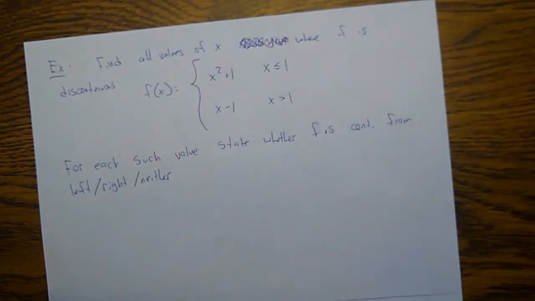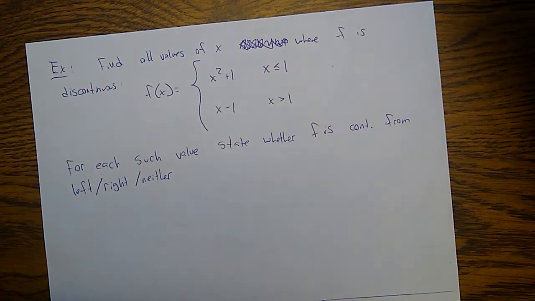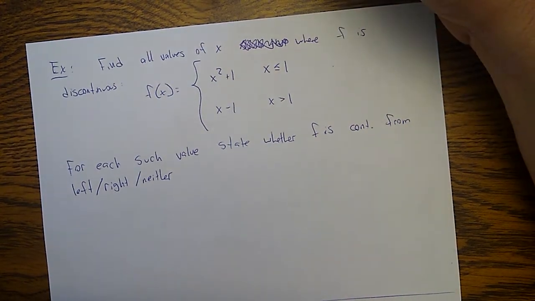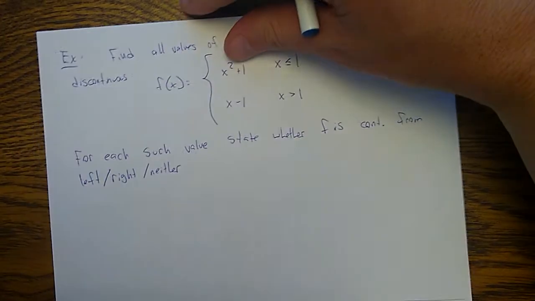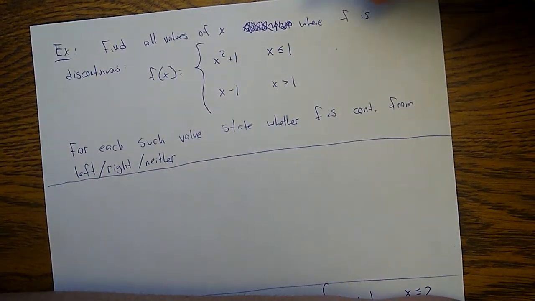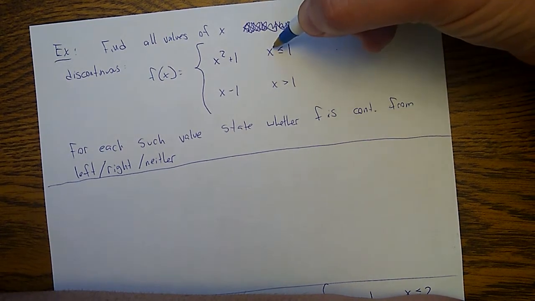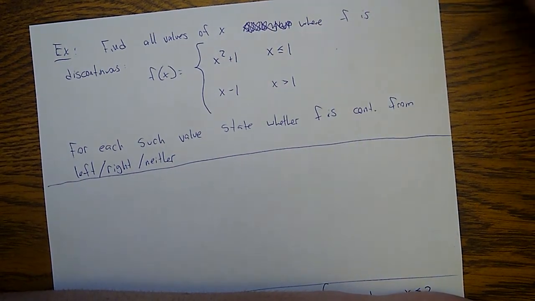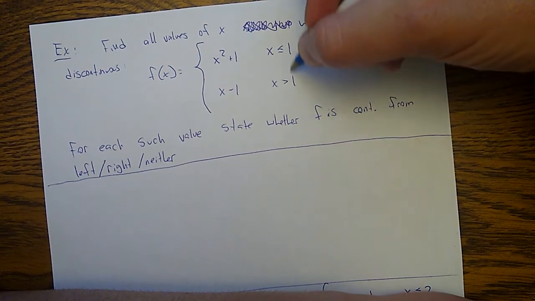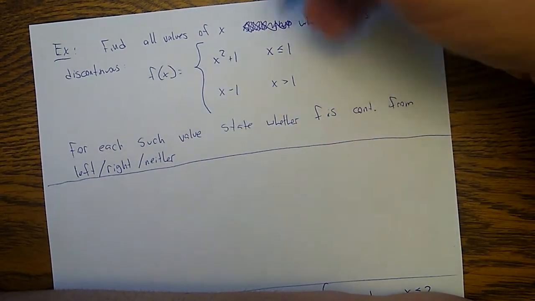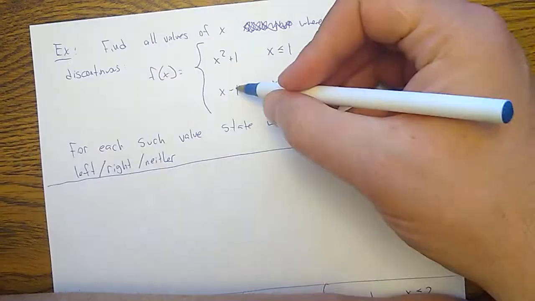Couple more examples involving continuity of piecewise functions. Here's a piecewise function, and let's just find all values of x where it's discontinuous. And then for each value where it's discontinuous, we'll state whether it's continuous from the left or the right or neither. What you want to look at for these is what I call these breaking points. There are certain values of x where you transition from one formula to another. In this scenario, I would say the only breaking point is x equals 1. We use one formula for all values of x less than or equal to 1, and then suddenly after 1, we use this other formula.